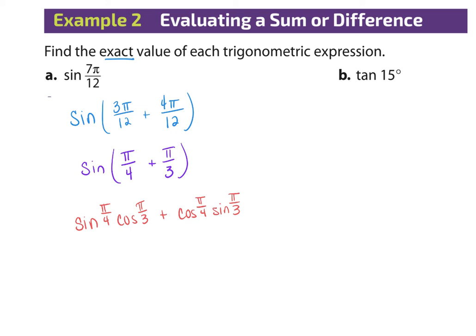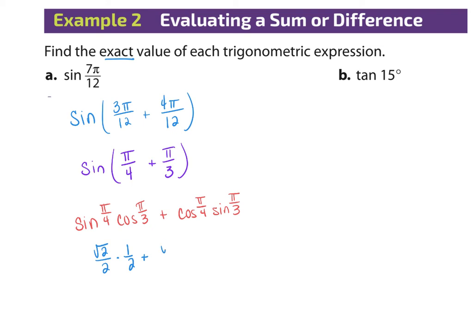All right. So now we're just going to fill it in. What is the sine of pi over 4? Square root of 2 over 2. What is the cosine of pi over 3? We are really pulling our brains here, right? 1/2. Yep, 1/2.